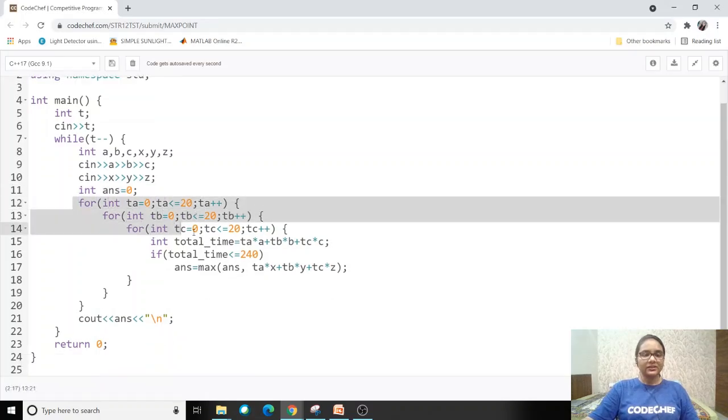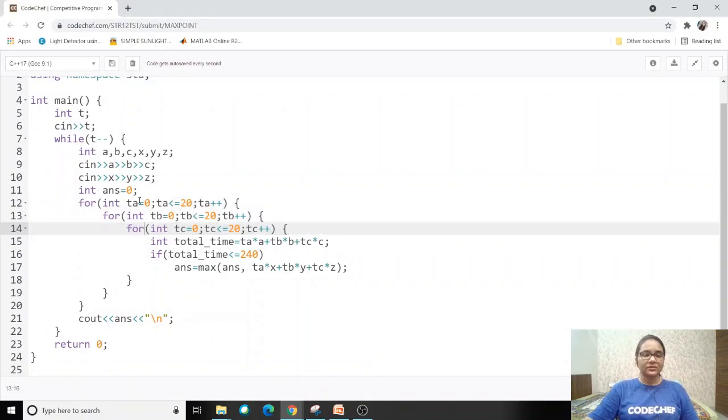Now we are running the 3 nested loops, which help us to see all the situations, that is, how many problems from each category we can pick, and we check what will give us the maximum points. So all the 3 loops are running from 0 to 20, because we can pick the number of problems from 0 up to 20 for each category.